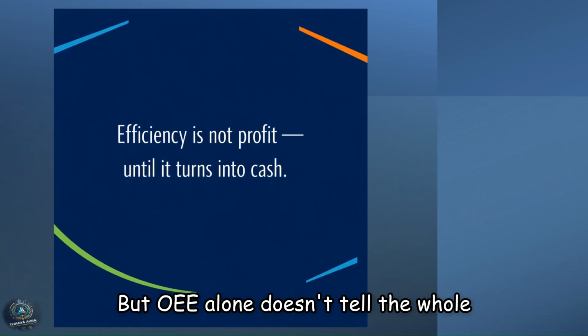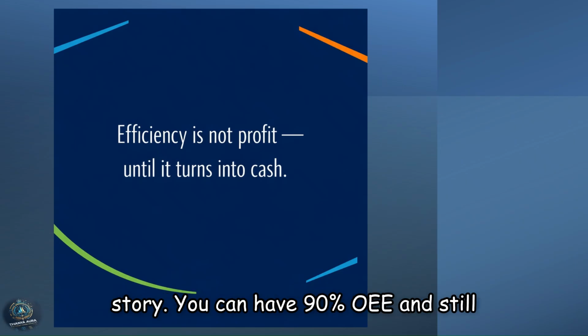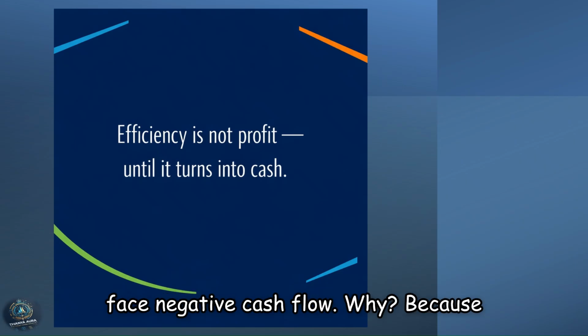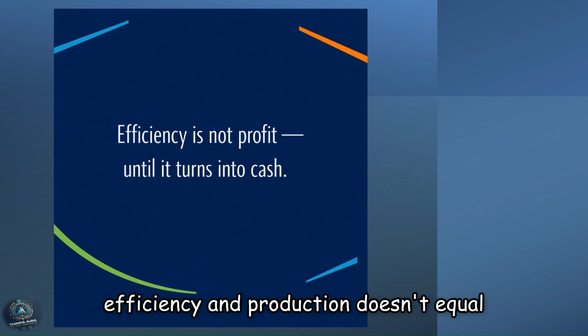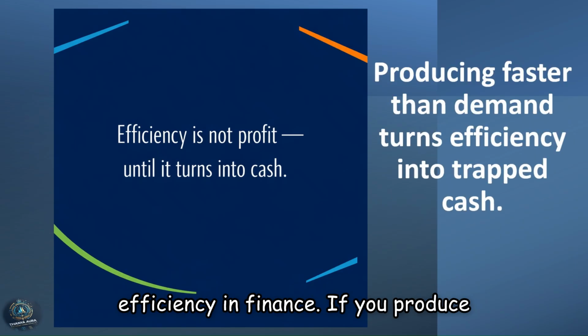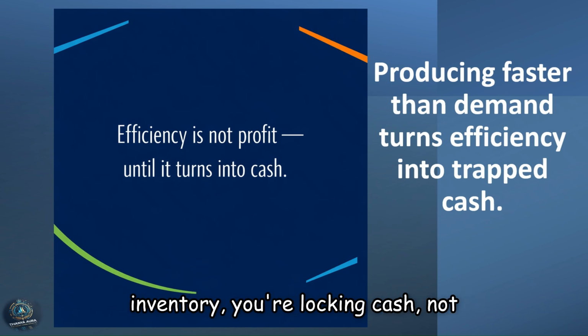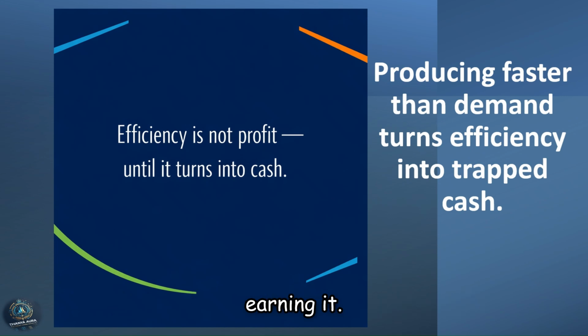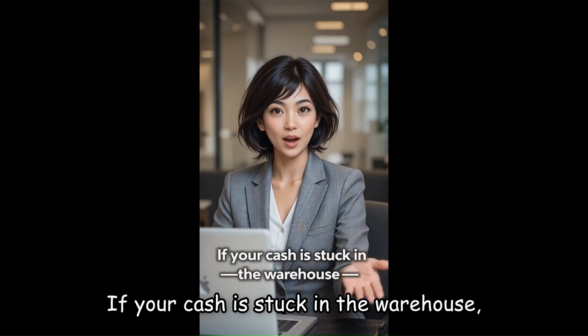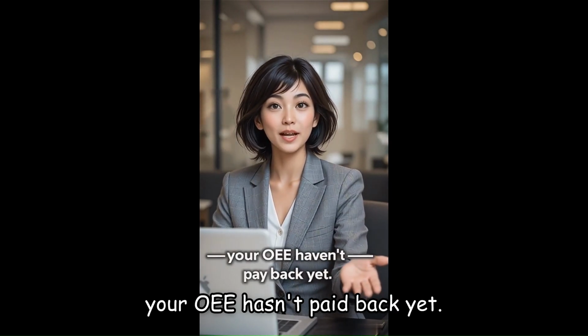But OEE alone doesn't tell the whole story. You can have 90% OEE and still face negative cash flow. Why? Because efficiency in production doesn't equal efficiency in finance. If you produce faster than demand or build up unsold inventory, you're locking cash, not earning it. If your cash is stuck in the warehouse, your OEE hasn't paid back yet.